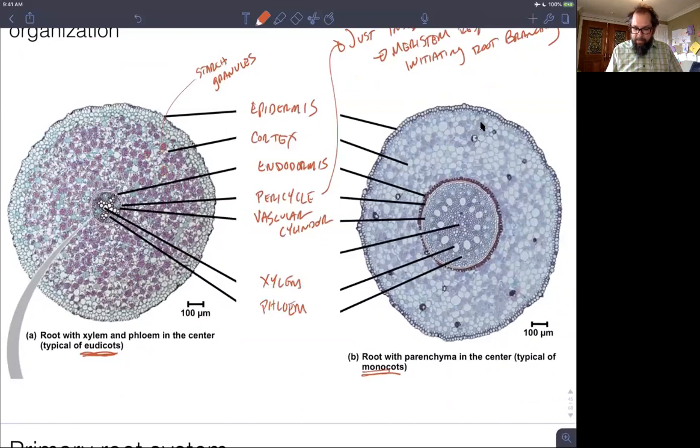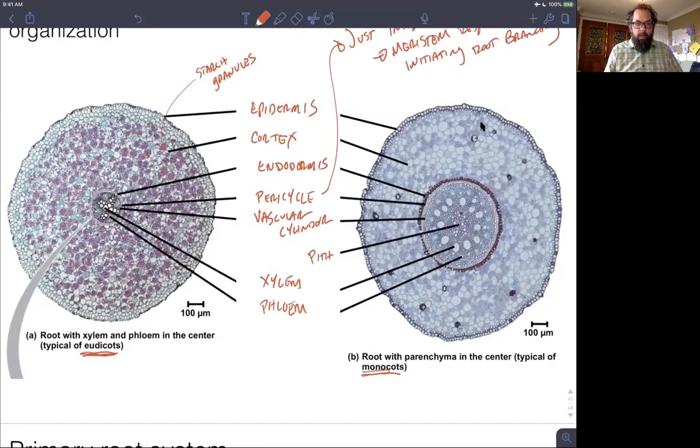Now, in a monocot stem, we have this region in the center of the vascular cylinder, which is another part of the ground tissue, and that's called the pith. So in monocots, you have a separate set of ground tissue right in the center that's called the pith.